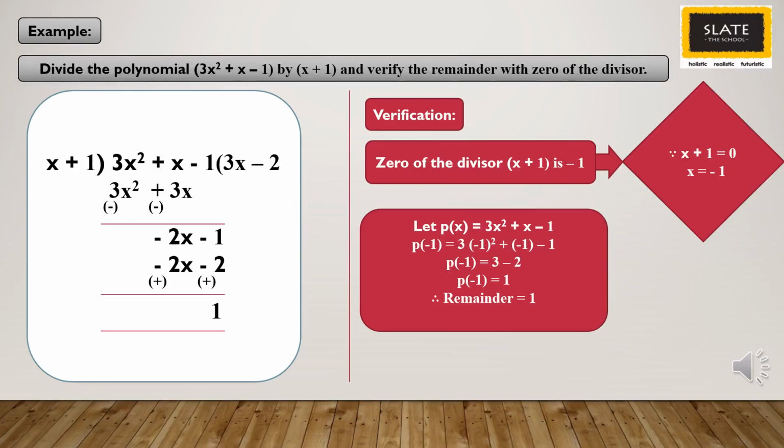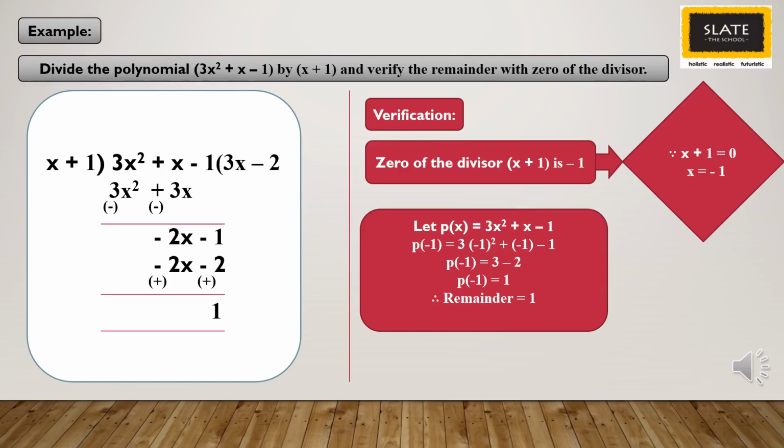Consider that polynomial 3x square plus x minus 1 as p of x and substitute x equal to minus 1. We get p of minus 1 equal to 3 into (minus 1) whole square plus minus 1 minus 1. Minus 1 whole square is 1. 1 into 3 is 3. Plus into minus 1 is minus 1. Minus 1 minus 1 will become minus 2. Now 3 minus 2 gives you 1.